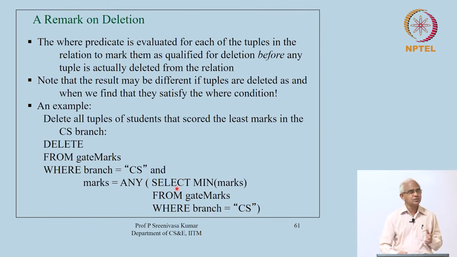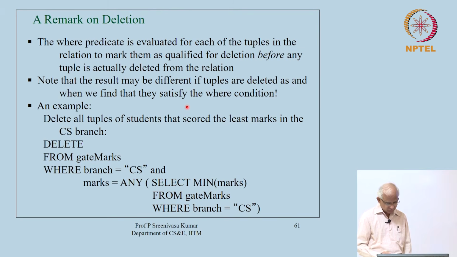One by one, all the students of the computer science branch will get deleted, because at some point of time everybody will become the minimum among the remaining students, and so it is a dangerous thing. That is why it is very important for us to mark all the rows that satisfy the where condition and then go about deleting them after marking. So, this is one aspect you have to be careful about.